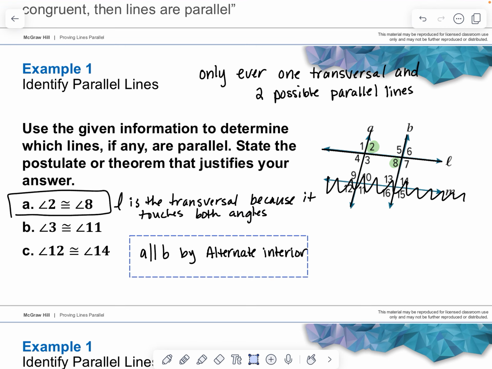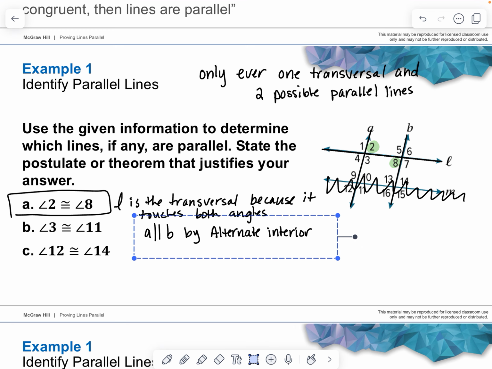A is parallel to B by alternate interior angles. That would be my answer.